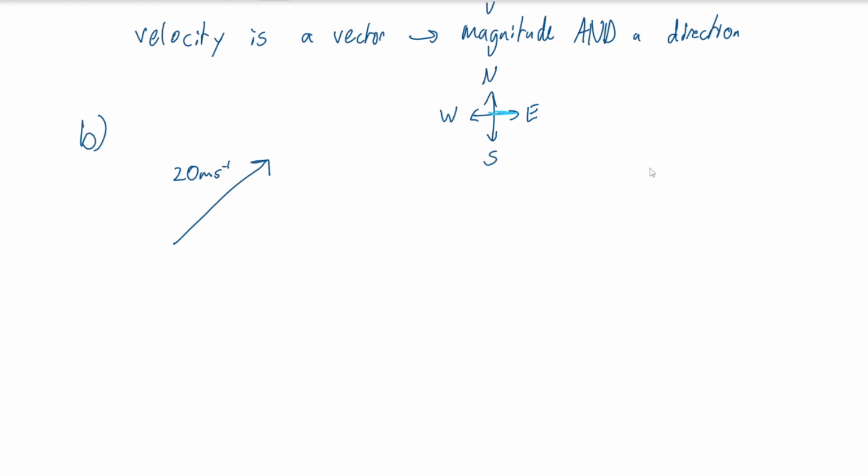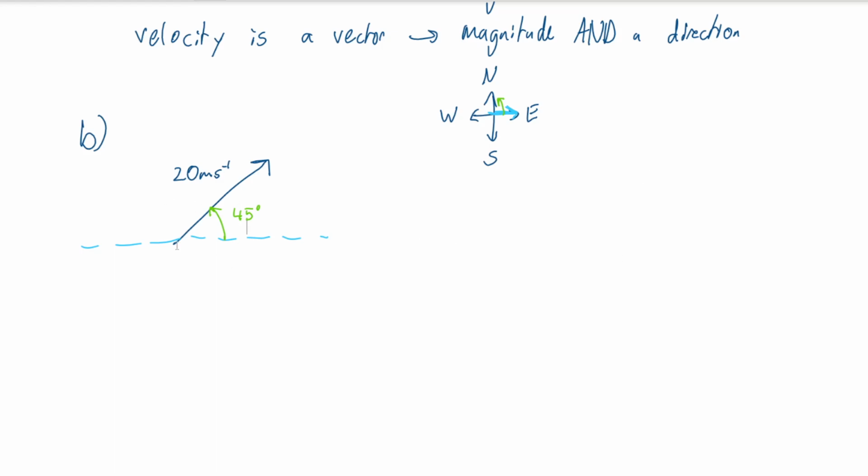So starting at east, we go towards north by 45 degrees. Like so. So that blue line is the horizontal, which is in line with east, and we're going 45 degrees north of that. In other words, we're going anti-clockwise by 45 degrees. So this would be our vector diagram.